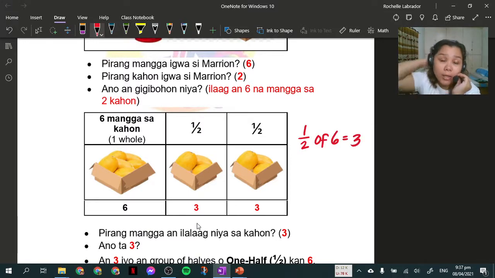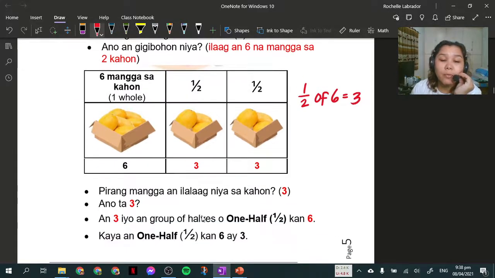So hinati lang kumbaga. So if you can divide it into 2, if you can imagine the number be in 2 groups, then you can give the 1/2 of it. So kaya kanyan 1/2 of 6 is 3. Okay, so pirang mangga ang ilalag sa kahon? 3. So ano ta 3? Why is it 3? And 3 iyo ang group of halves, o 1/2 kan 6 iyo ang 3. So kayan 1/2 kan 6, 3.